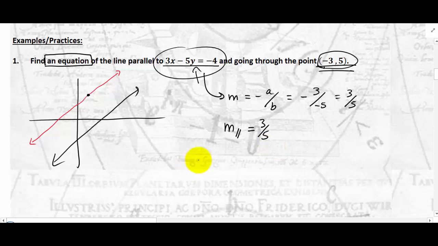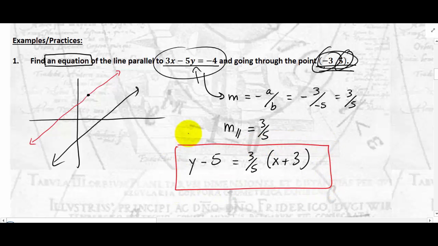So what's the equation of the line I'm looking for? I'm going to use the point-slope form. y minus 5, that's y minus y1, equals 3/5 times x minus x1, x plus 3. That's it. This is an equation of a line that is parallel to the given line going through a given point. Okay, let's move on. I'm going to do the second example and I will let you tackle number 3.